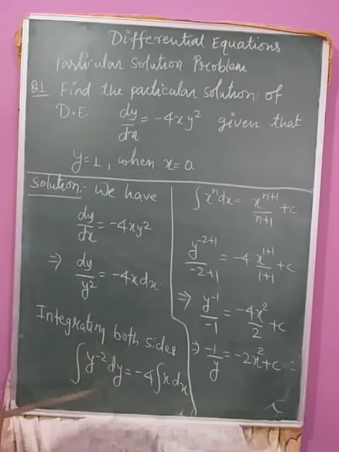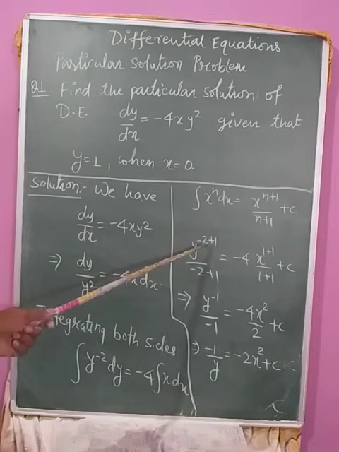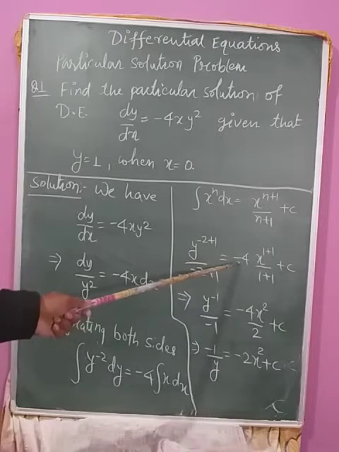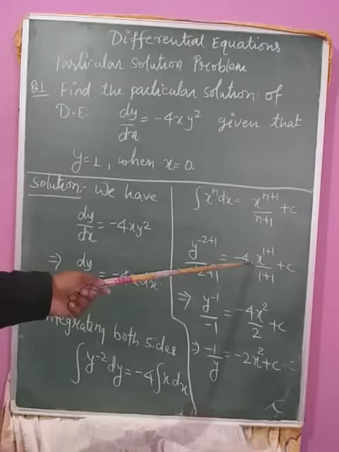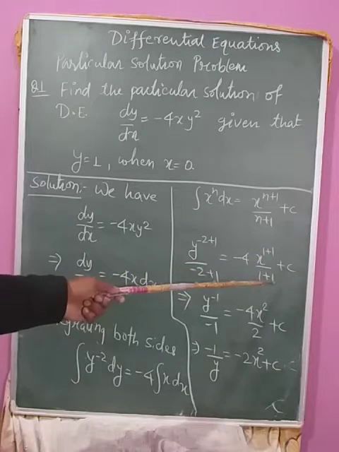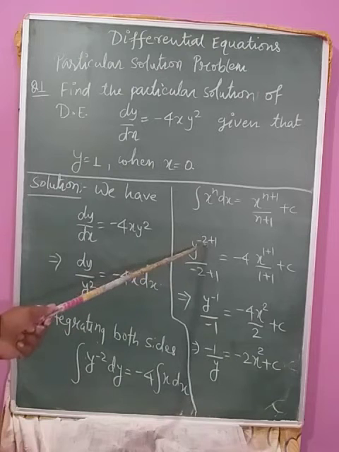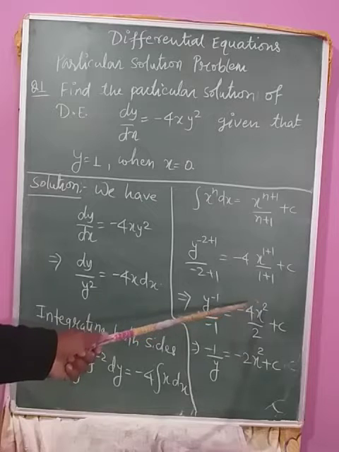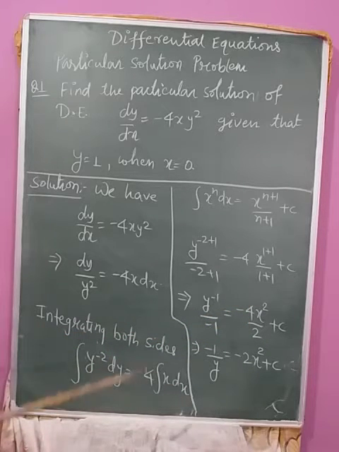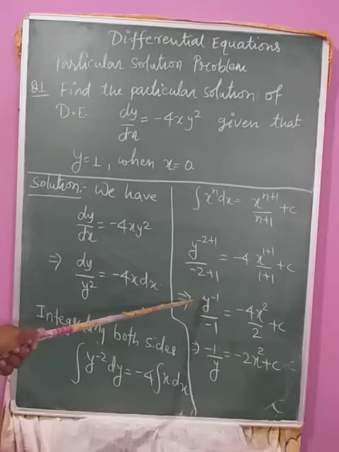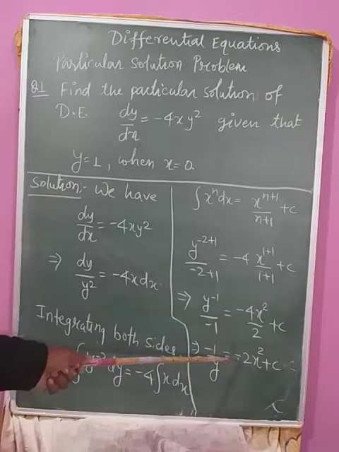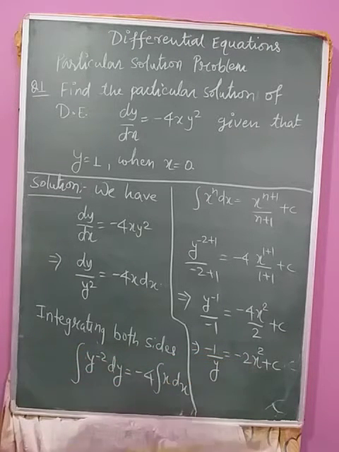So integration y to power minus 2 dy is y to the power minus 2 plus 1 by minus 2 plus 1 equal to minus 4 x to power 1 plus 1 by 1 plus 1 plus c. So minus 2 plus 1 is minus 1, so minus 1 by y equal to minus 4 x square by 2 plus c. Simplifying, we have minus 1 by y equal to minus 2 x square plus c.